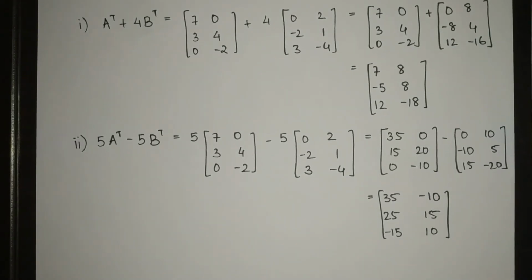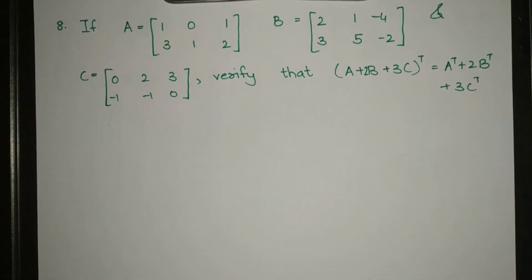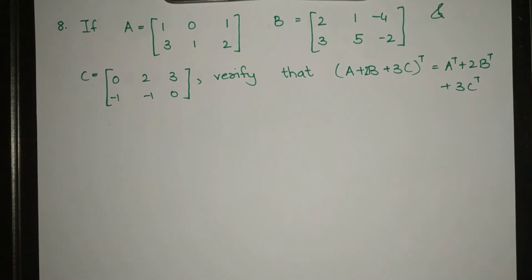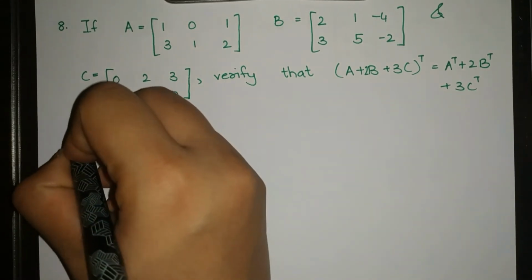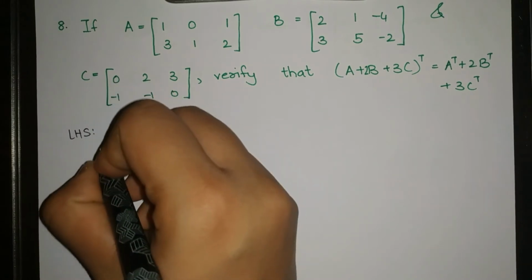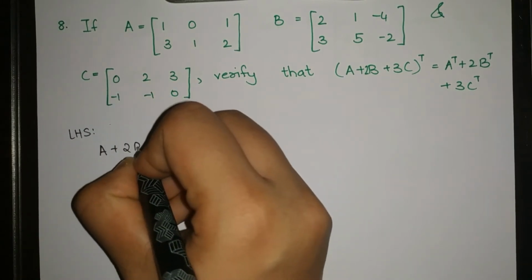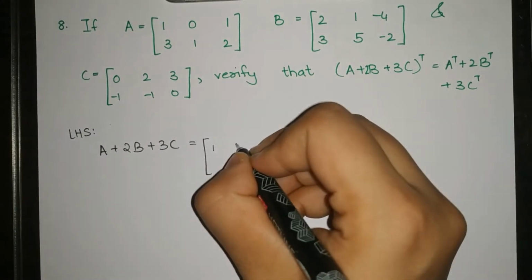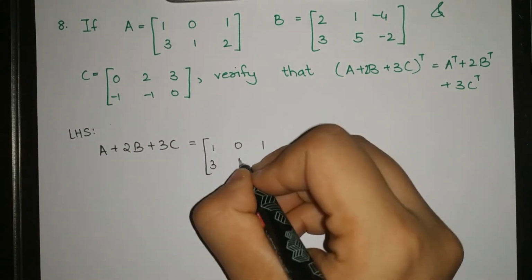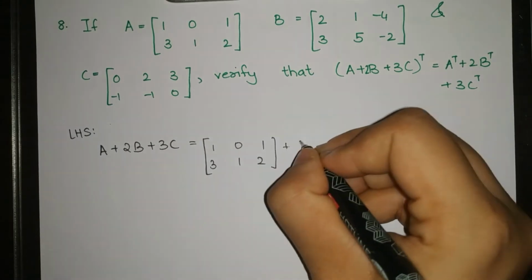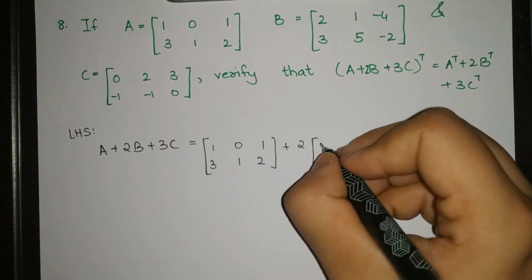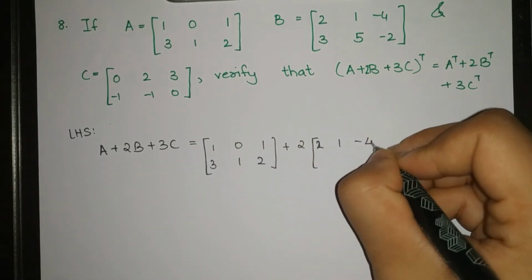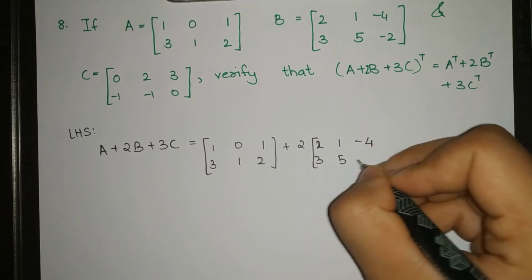Now let us look at the 8th question. In the 8th question we have A, B, C and we have to verify the statement. Okay. So for this पहले हम क्या करेंगे, let's consider the LHS. LHS के लिए first of all I need to find A plus 2B plus 3C. फिर इसके बाद इसका transpose लेंगे. तो पहले तो we will write down all these matrices, then we will multiply with those scalars जो है लिखे हुए हैं उसके बाजू में. ठीक है, फिर सबको हमें add करना होगा.